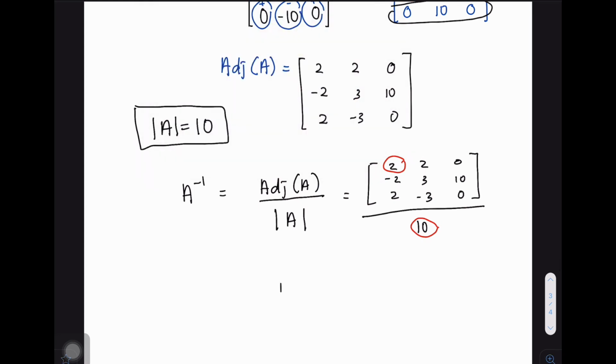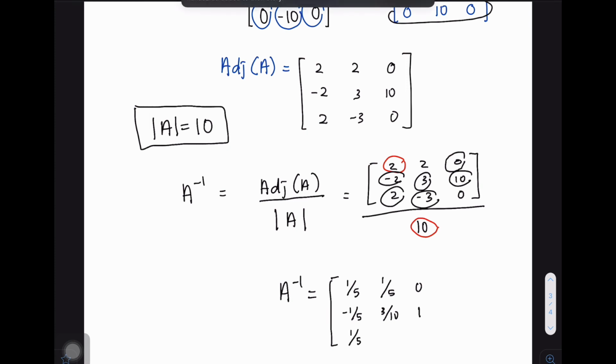So, awak akan dapat inverse of matrix A is equal to 2 over 10 is equal to 1 over 5. 0 over 10 is equal to 0. Negative 2 over 10 will be negative 1 over 5. 3 over 10 will be 3 over 10. 10 over 10 will be 1. 2 over 10 will be 1 over 5. Negative 3 over 10 will be negative 3 over 10. And the last one, 0 divided by 10 will give you 0. So this one is the inverse matrix of matrix A.